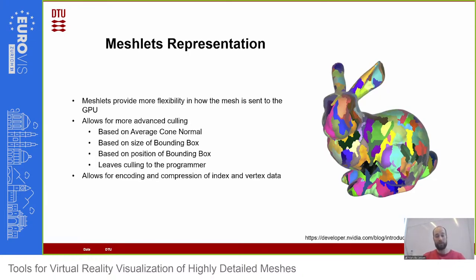Now, this is leaning towards a compute-based rendering model with the task and mesh shading pipeline. And this gives us some flexibility so that we can encode and compress the vertex and index data, and we can also calculate some metadata that can be used for, for instance, culling. So we can look at the meshlets before we process them and say, is this actually visible? And if it is visible, we process it. If it isn't, we don't.